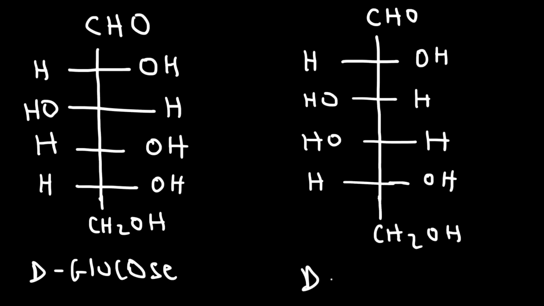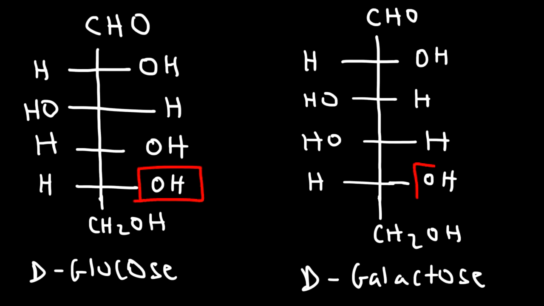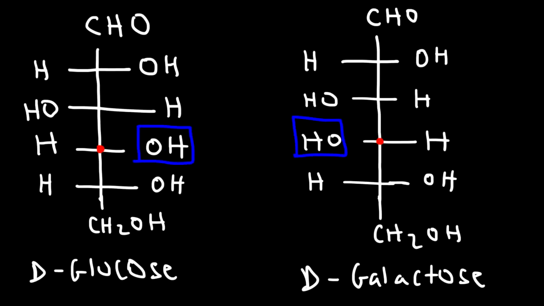So this is D-galactose. And both of these are the D isomers because, as you can see, the OH group is on the right. Now, notice that the only difference between glucose and galactose is the configuration at these 2 carbon atoms. Notice that the OH group is on the right for glucose, and for galactose it is on the left. And so therefore, these 2 molecules are known as epimers.